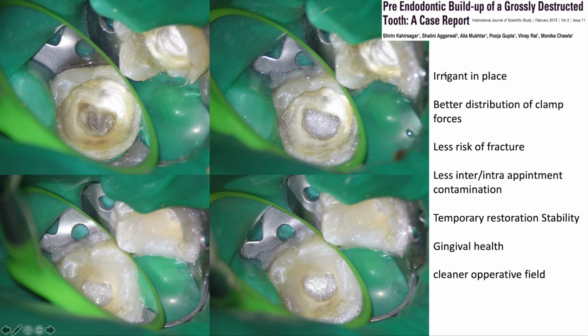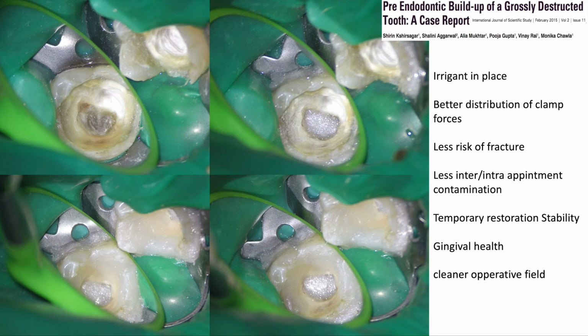Among the advantages of the pre-endodontic build-up, we can mention it will keep the irrigant in place. It's very important to have the pulp chamber full of irrigant all the time. It will provide a better distribution of the forces that the clamp will generate on the tooth, and it will decrease the risk of fracture during the appointment. It will also prevent inter and intra appointment contamination because we will have a proper isolation and we will be able to clean as good as we can inside of the root canal system.